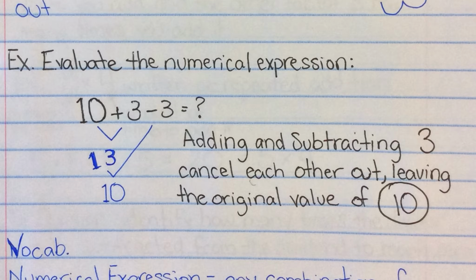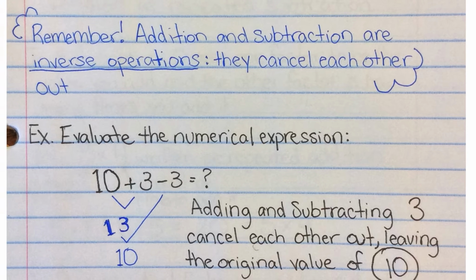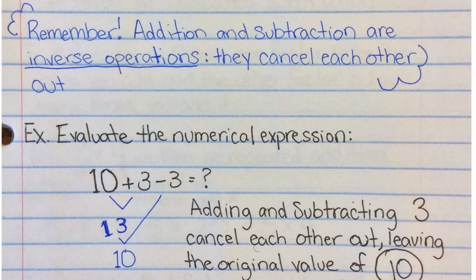But here is another example that we'll look at in our notes, so you have it for your records. For example, it says, evaluate the numerical expression, 10 plus 3 minus 3. What does that equal? Okay, now we could step this out piece by piece. 10 plus 3 equals 13, and 13 minus 3 equals 10. So we know that our answer is 10, but 10 was the original number up here before we started adding and subtracting the 3. So we have an explanation to the right. Adding and subtracting 3 cancel each other out, leaving the original value of 10.